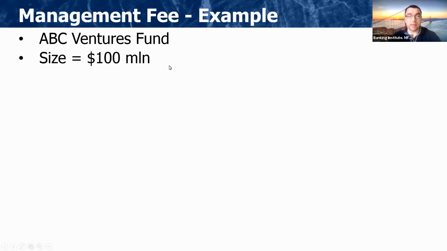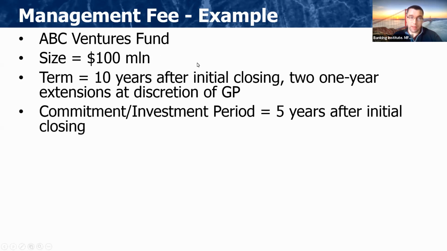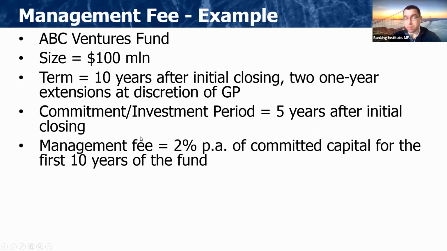Okay, now let's proceed. That's the management fee example, right? Let's say we have the so-called ABC venture fund, and the size of the fund is 100 million US dollars. The term of the fund is 10 years after the initial closing, and has 1 year extensions at the discretion of the general partner. And let's say the investment period, or commitment period in some states, is 5 years after the initial closing. We took the most widespread situation. So half of the fund life is investment period, and the management fee is 2% per annum, so every year, of committed capital for the first 10 years of the fund. So actually, the whole fund life before any extension.